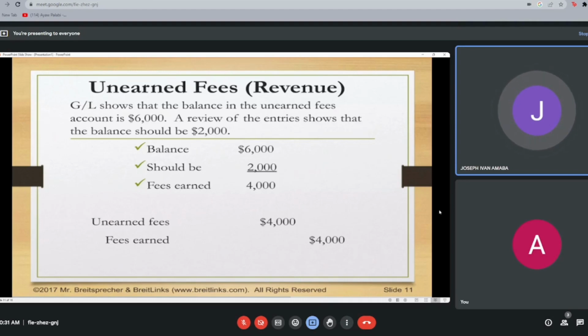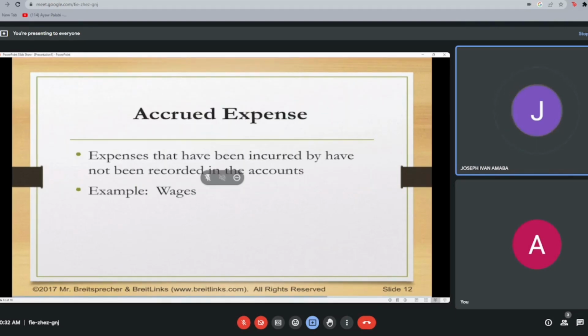Next is unearned fees or revenue. The general ledger shows that the balance in the unearned fees account is $6,000. A review of the entries shows that the balance should be $2,000. So the balance is $6,000 minus what should be $2,000. The fees earned is $4,000. Unearned fees is debited $4,000 and fees earned is credited $4,000. Next slide.